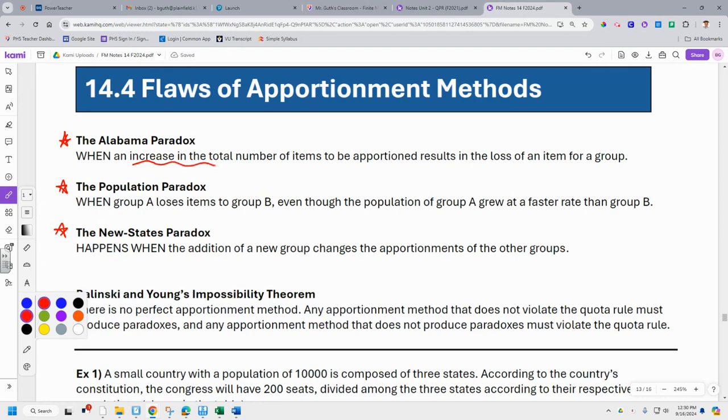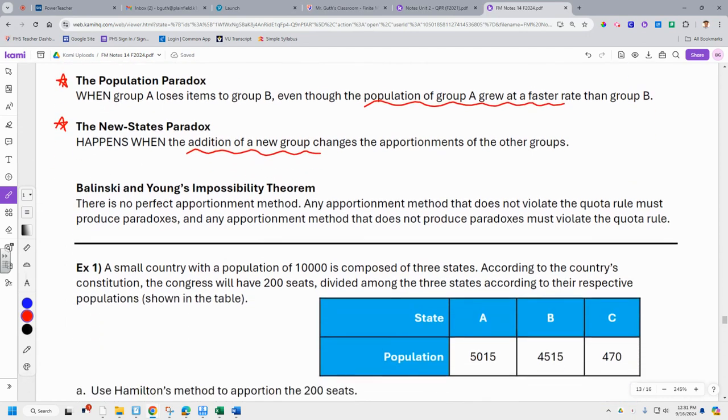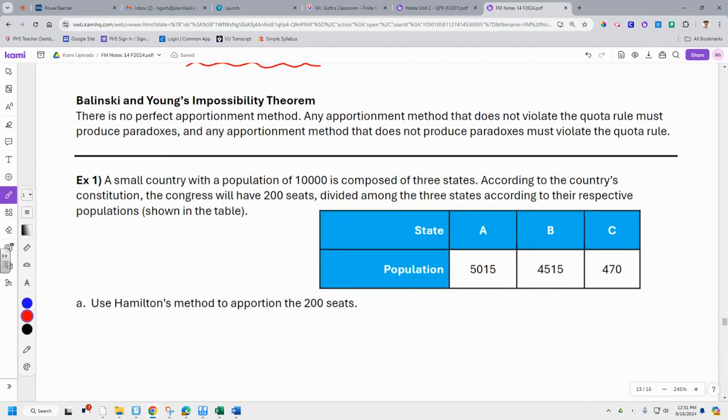So think about increase in the total number of items, population of group A grew faster, and addition of a new group. That's kind of the three different things that you would need to look at. Belinsky and Young's impossibility theorem: there's no perfect apportionment method. Any apportionment method that does not violate the quota rule must produce paradoxes, and any apportionment method that does not produce paradoxes must violate the quota rule. So it's just saying there's no perfect way to do it.